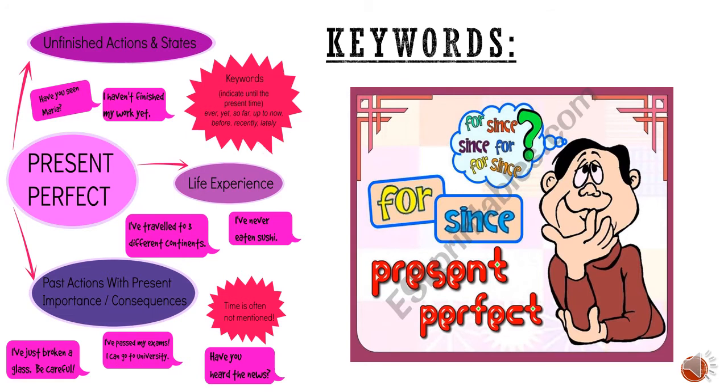Now, to help you, I put here some keywords to help you to study this tense. Now, if you have for, since, already, just, yet, before, never, ever, you have to use the present perfect: has, have with the past participle. Yet you have to think very carefully about the situation; you have to imagine the situation of the sentence.